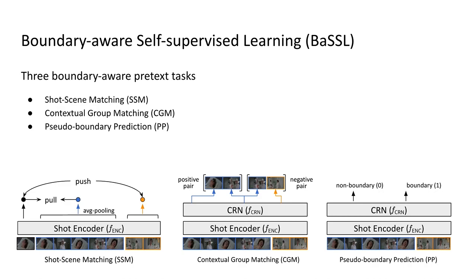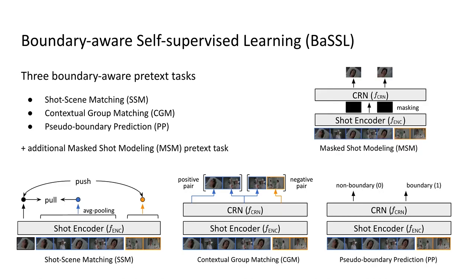The third one is pseudo-boundary prediction. This predicts whether the given shard is a pseudo-boundary or not. This pretext task gives the capability of identifying the moment where semantics change maximally. Finally, we additionally adapt masked shard modeling, which reconstructs the representation of masked shards based on their surrounding shards. Although it is not a boundary-aware pretext task, it helps to increase the intra-scene similarity.